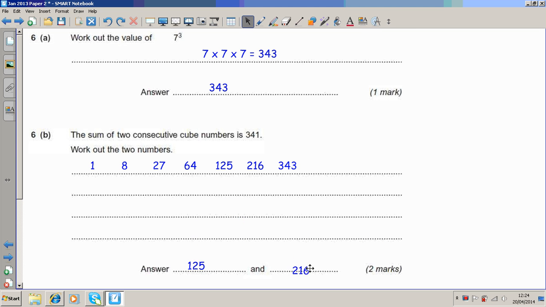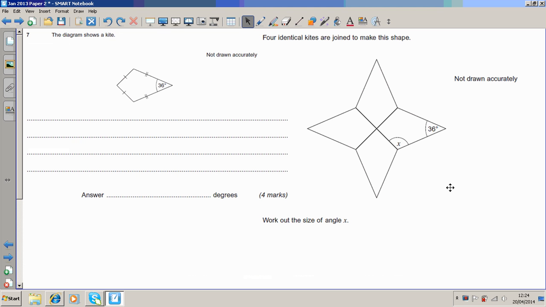So I don't think that question is too hard, but what they are doing is just making sure you know what cube numbers are. I think that could quite easily be a non-calculator question as well, because you need to be able to work out what these cube numbers are. So it's quite generous being on a calculator paper. Cube numbers you need to know.